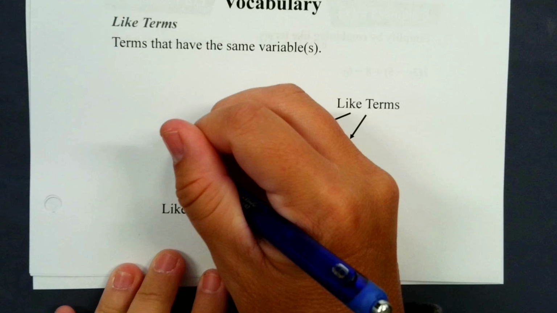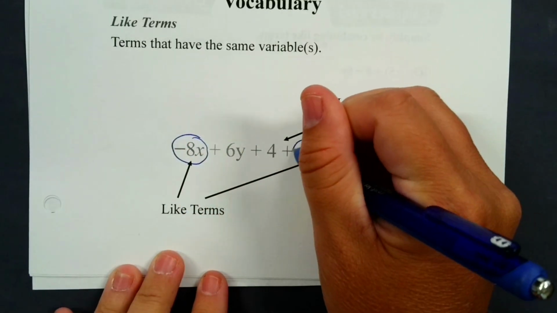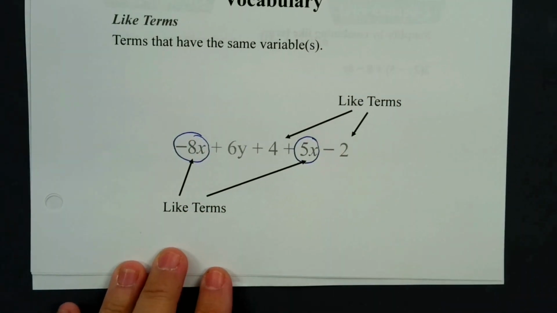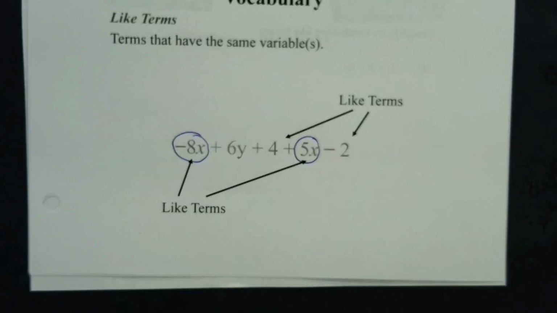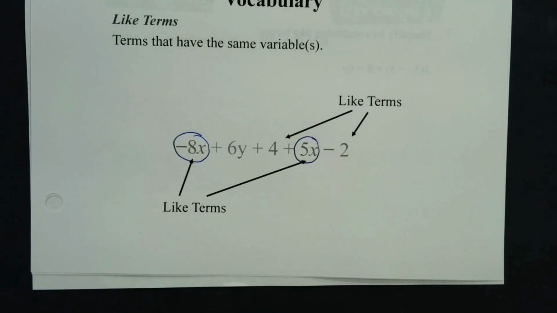A negative 8x and 5x are like terms. Why do you suppose they're like terms? Negative 8x and 5x. Why would they be like terms?